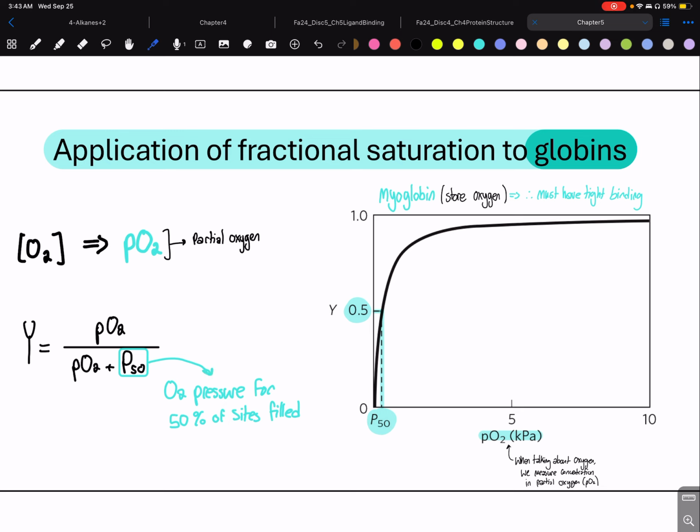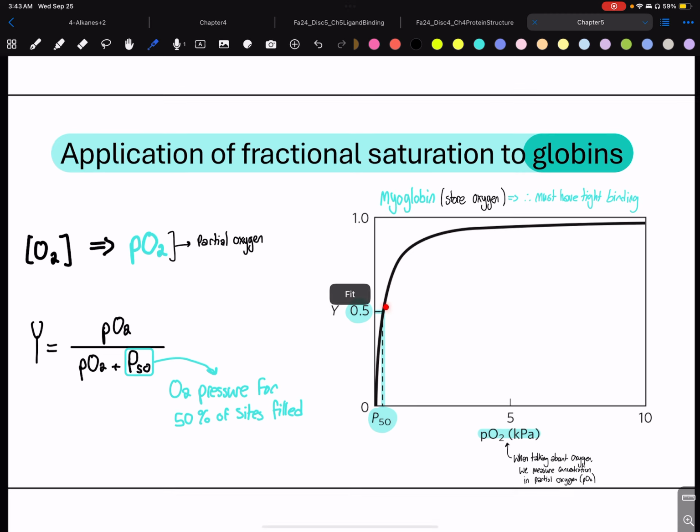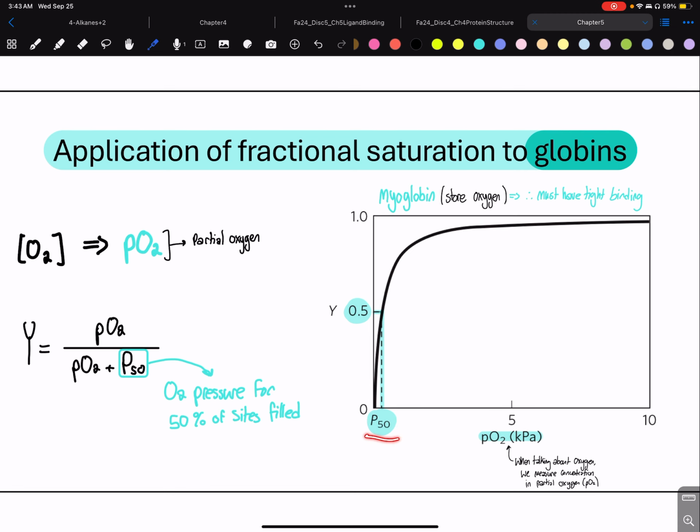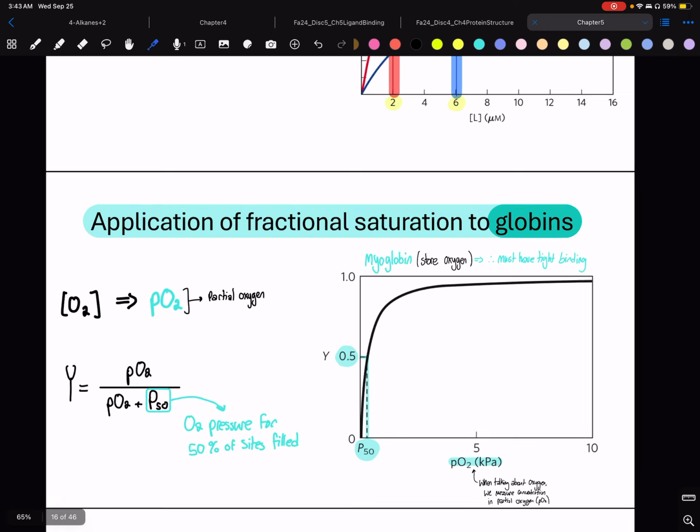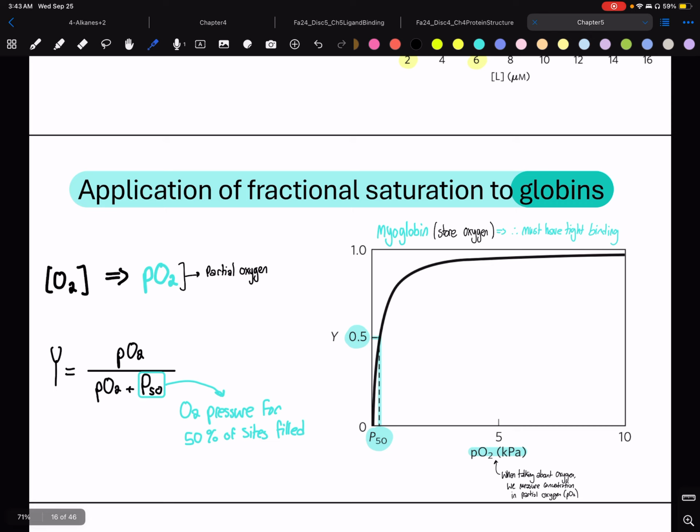So you know how we talked about here in Y, at this point, this is what used to be our KD. This is the point at which 50% of all binding sites have been filled. It's the same thing. It's just that because we are binding with oxygen, we use P50. This is the pressure at which 50% of sites are filled. And because this describes the curve of myoglobin, which stores oxygen, it's going to need a high affinity and tight binding if it's going to keep its oxygen. Myoglobin is going to store it, so we don't want it to be all loosey with it.